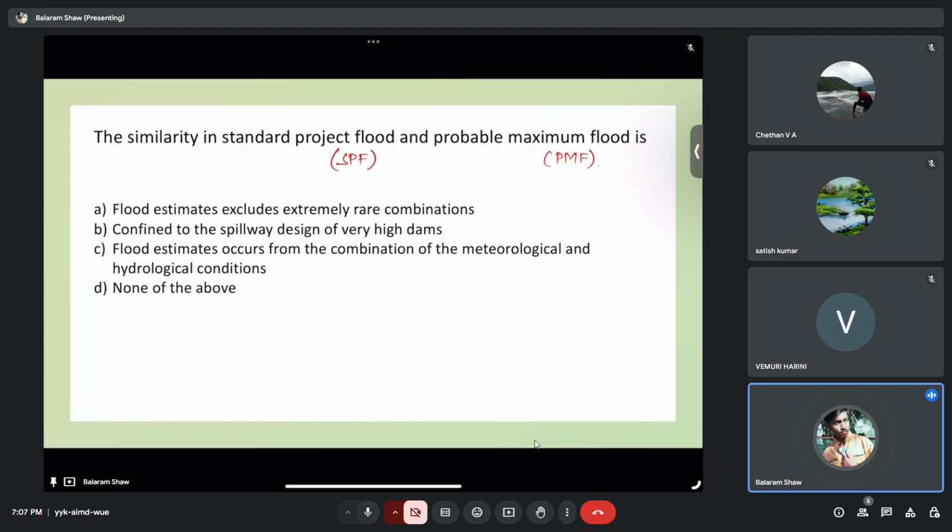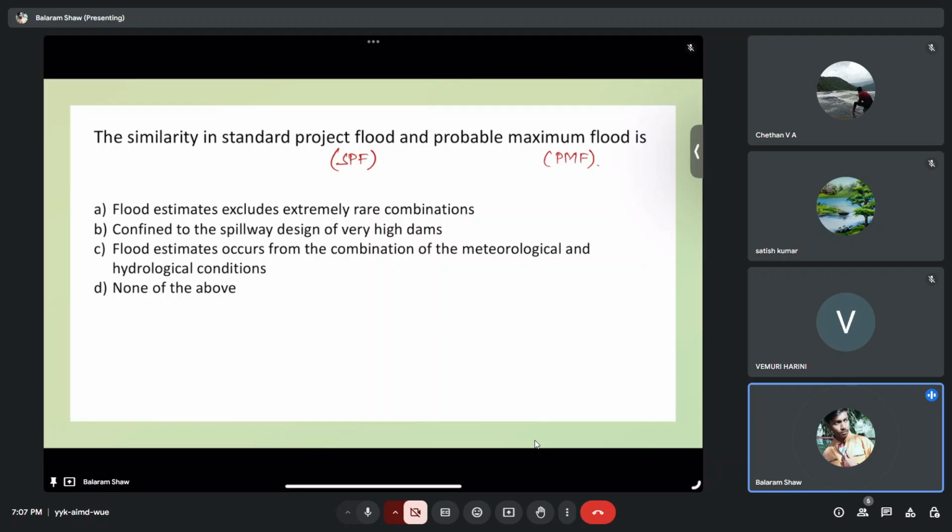So the difference is that in standard project flood we don't consider the extremely rare combination, but in probable maximum flood we do, and hence in probable maximum flood we consider the extremely rare and catastrophic conditions. Also, we use probable maximum flood to design the spillway capacity or spillway openings of very high dams, right? So the similarity here will be the flood estimates occur from the combination of meteorological and hydrological conditions, right?